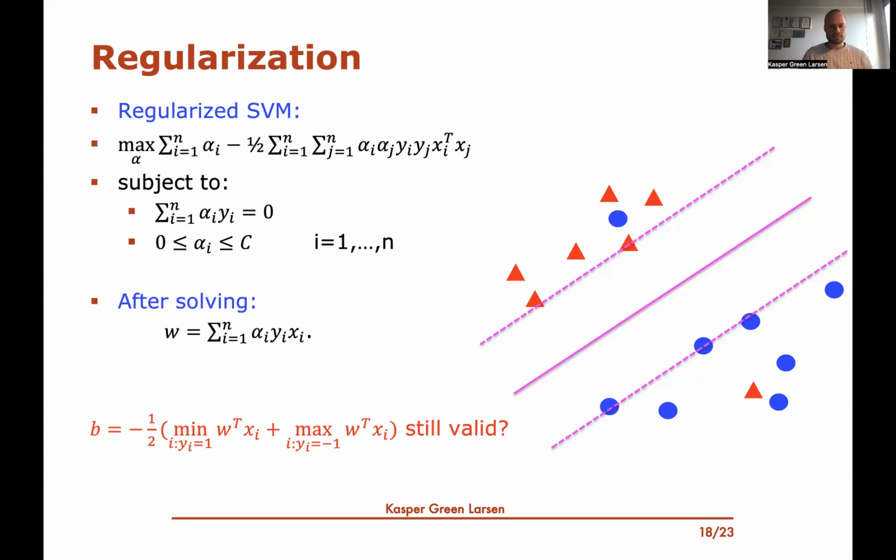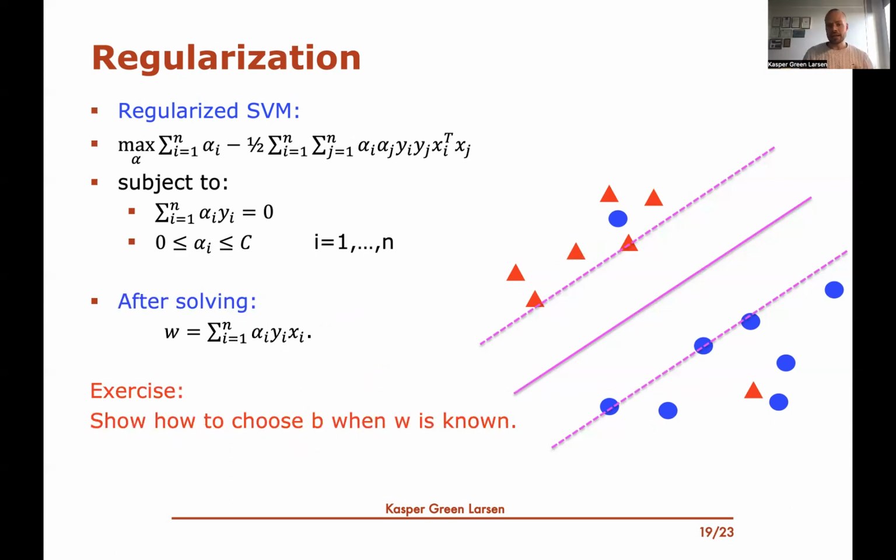Of course, you could ask yourself whether this formula for b is still valid. Before, we said basically, if I know the direction of w, I should look at the closest blue point in the direction of w, the furthest red point in the direction of w, and then pick the b that shifts the hyperplane in between them. And of course, this is not valid anymore, because the closest blue one is this one up here, the furthest red is this one down here. So this is not the valid formula, and we need to do something else when we want to choose b.